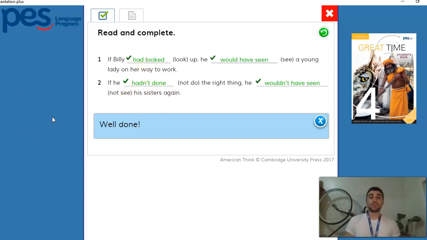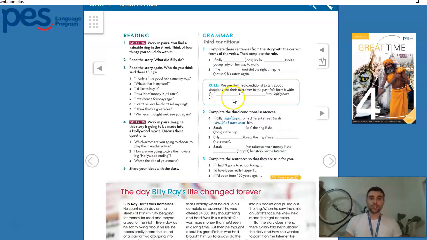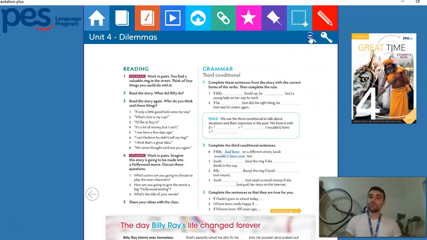Okay, so again, sentence number one. If Billy had looked up, he would have seen a young lady on her way to work. And number two, if he hadn't done the right thing, he wouldn't have seen his sisters again. Okay, so these are the sentences exactly like they are in the text. Coming back here, we have to complete the rule now.